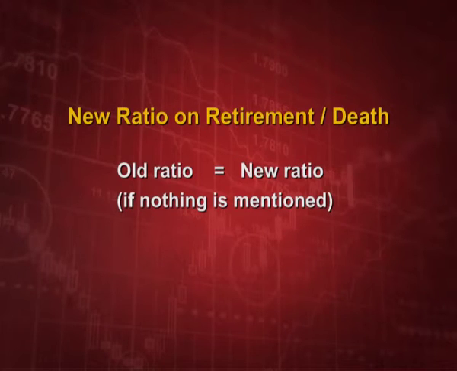If nothing is given, the old ratio will be taken as the new ratio. Now, suppose A, B, C are partners, B dies and nothing is mentioned. So, A and C will share in the same ratio. What was their existing ratio? That is, old ratio is equal to new ratio if nothing is mentioned.